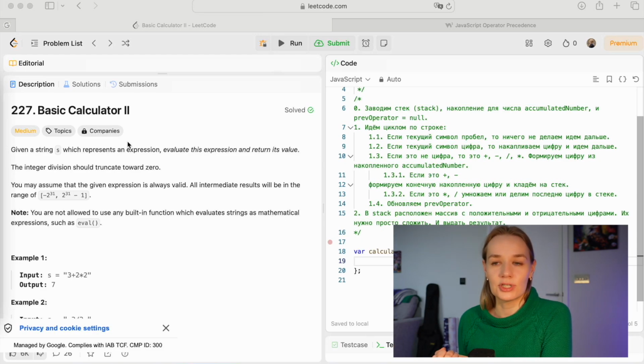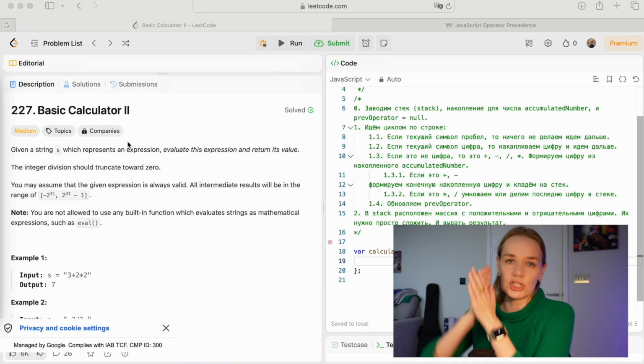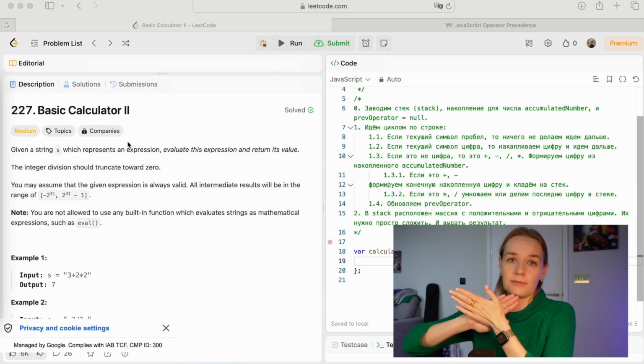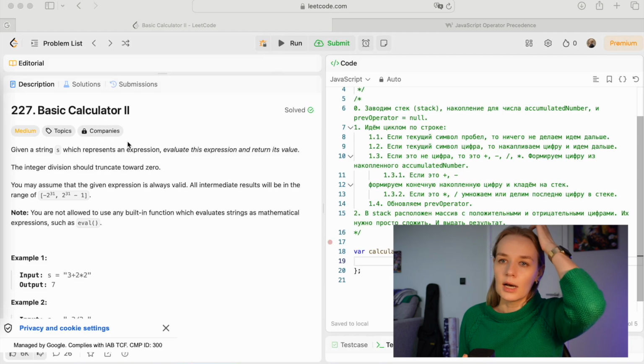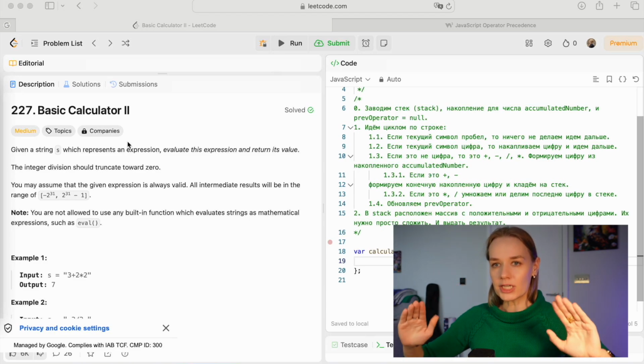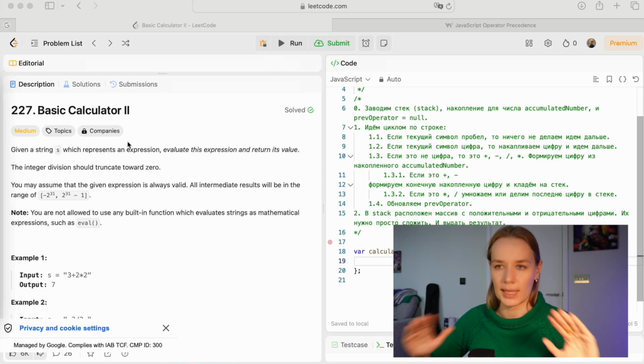The integer division should truncate towards 0. It means we don't have any float numbers. We just need to cut it. For example, if you have 3.5, we just cut the 5 and have 3. You may assume that the given expression is always valid, so we don't need to do any checking in this function, because we know that the string we pass is always valid.